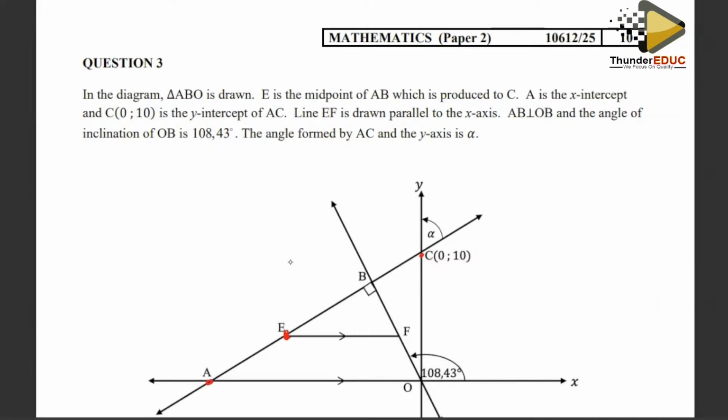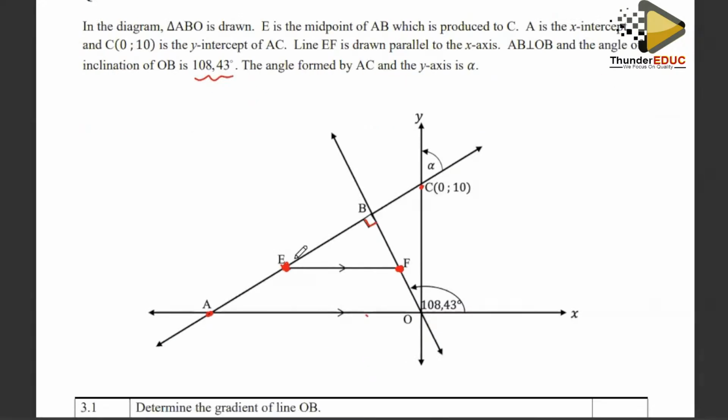Line EF is parallel to the x-axis, so if this is a midpoint and these lines are parallel, then this one is also a midpoint. Then AB is perpendicular to OB. We see that it is 90, perfect. The angle of inclination is 108,43, indicated. Then the angle formed by AC and the y-axis is alpha.